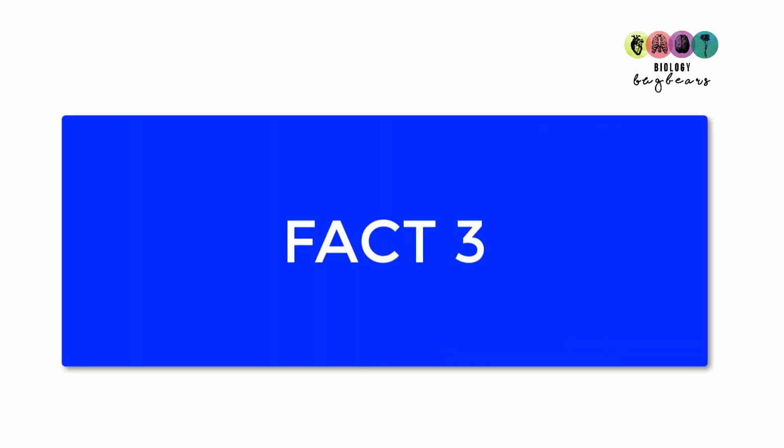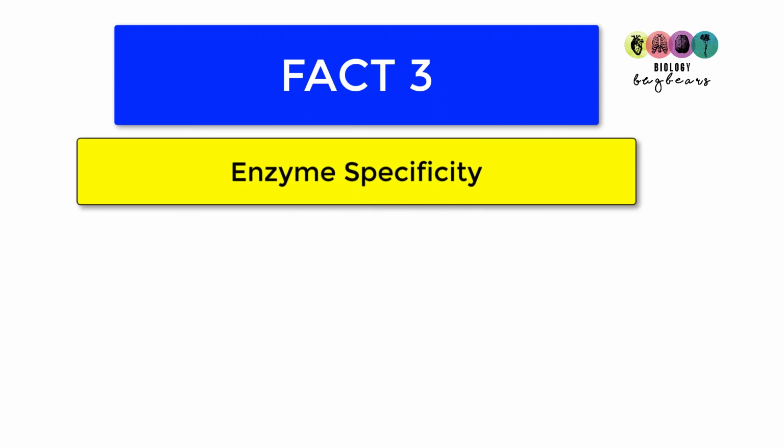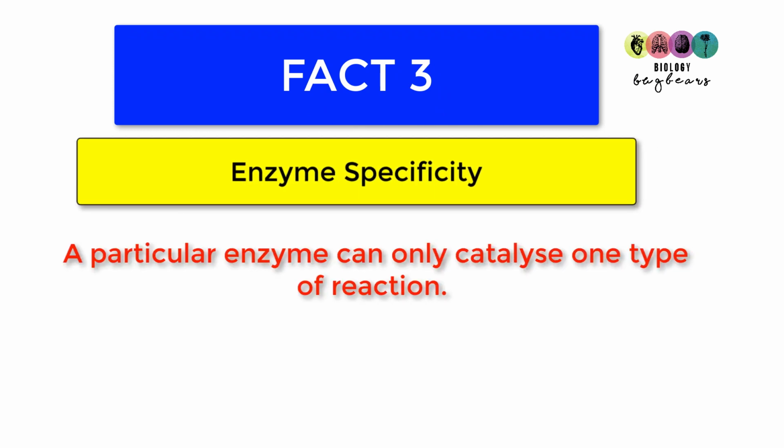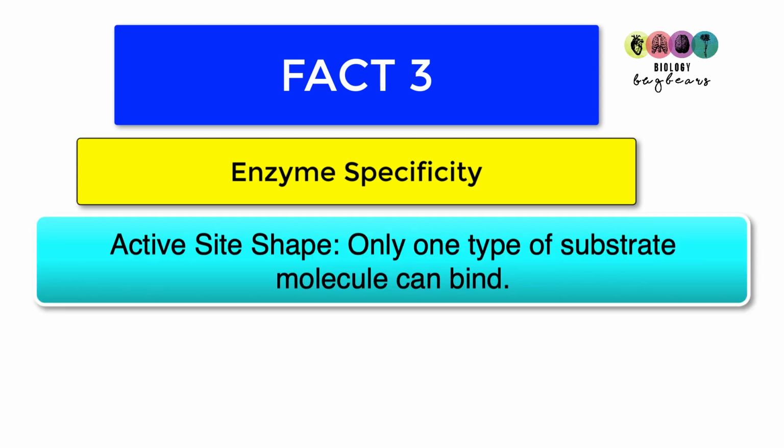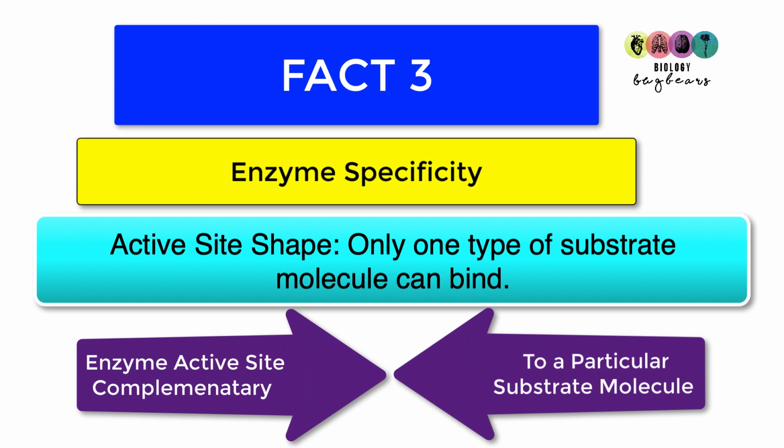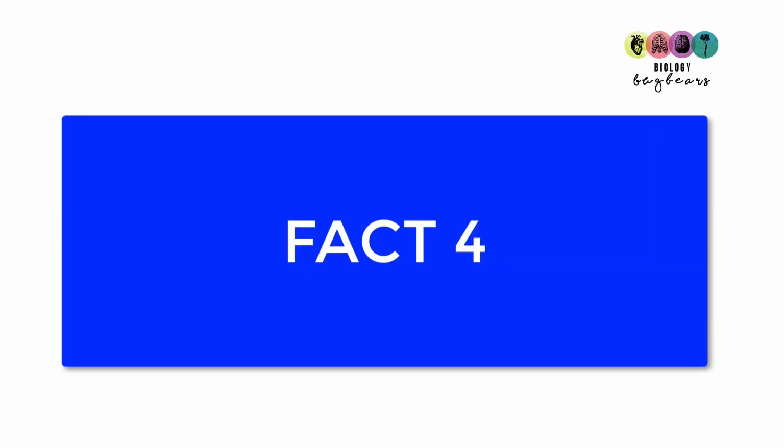Fact number 3, enzyme specificity. This means that a particular enzyme can only catalyze one type of reaction, and it's all to do with the shape of the active site. Each enzyme, you know, has a uniquely shaped active site, and this active site is complementary, or only allows one type of molecule, substrate molecule, to bind with it, and it's for this reason that enzymes are said to be highly specific.